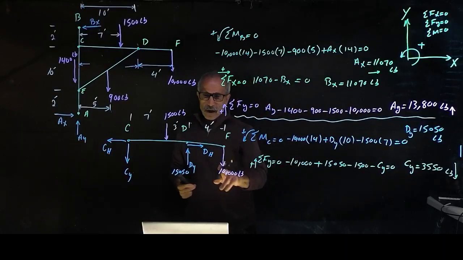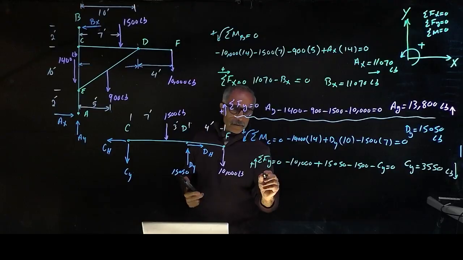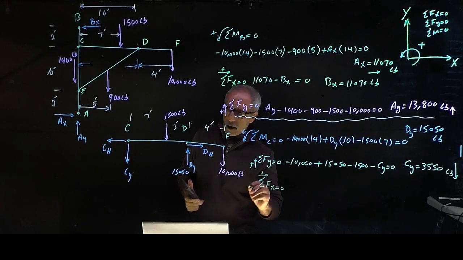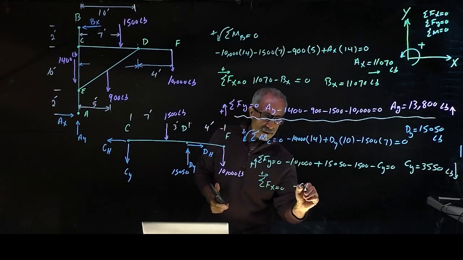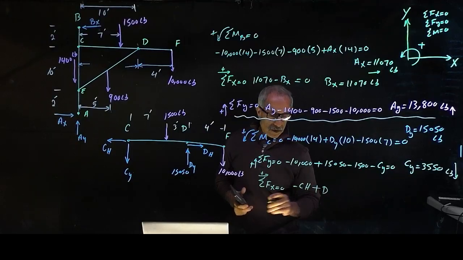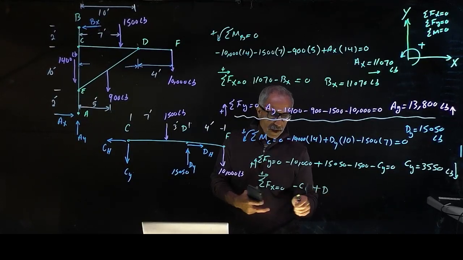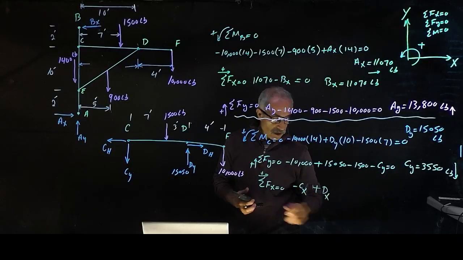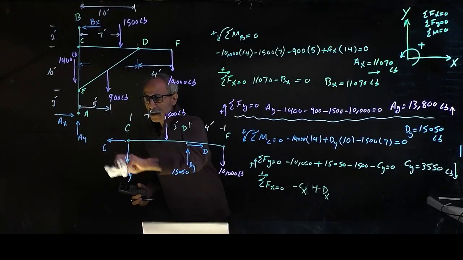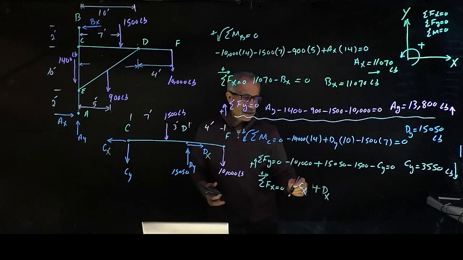Okay, now I have this, I have this, I have this, and if I do summation f of x here, I have minus CH plus DH, or I should say, let's make that x. I don't know why I put h. Horizontal. CX, DX. Let me correct this. Make this x. DX, CX. So CX is equal to DX.